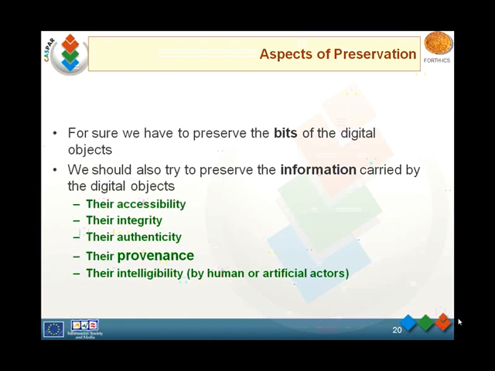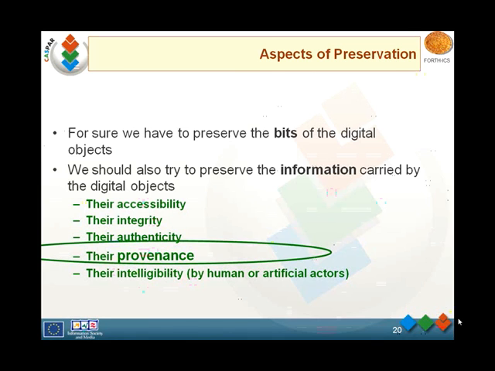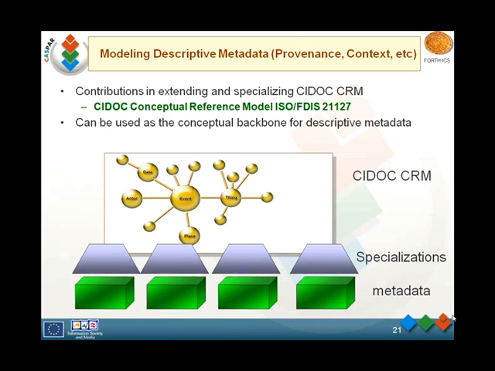Let's now focus on another aspect of preservation, which is the preservation of provenance. So what we have done is that we have extended the CIDOC-CRM ontology so that to be able to document digital objects. CIDOC-CRM is adequate for representing provenance information. Here we can see the architecture of models. At the top we can see CIDOC-CRM, and then we can have several domain-specific specializations of it. Metadata can be expressed as instantiations of the above schemas.